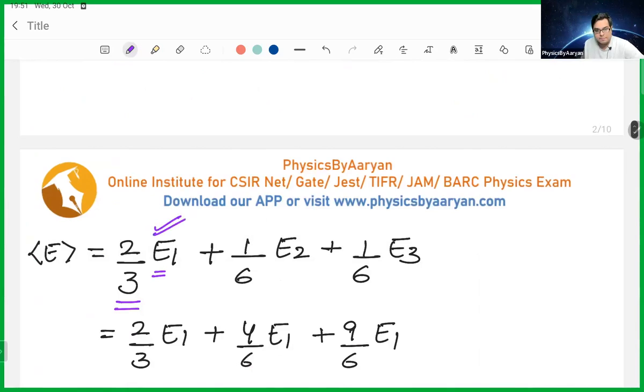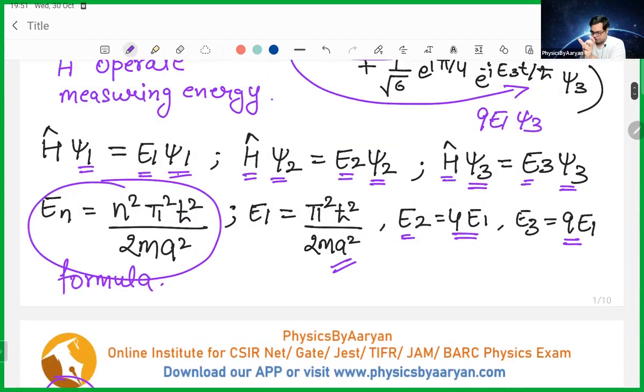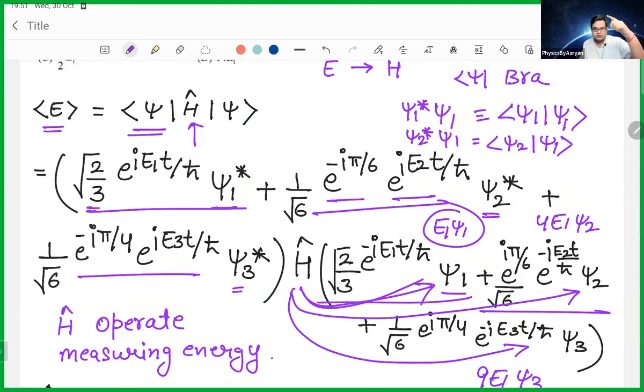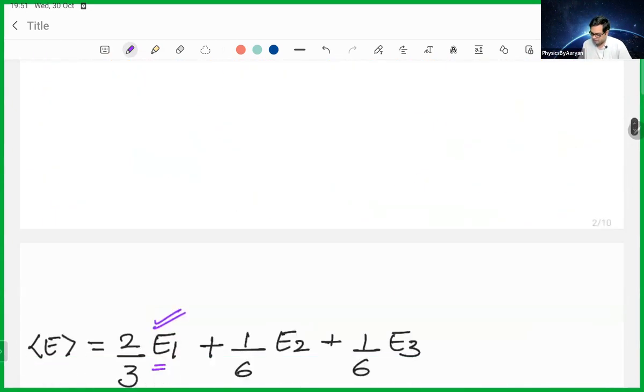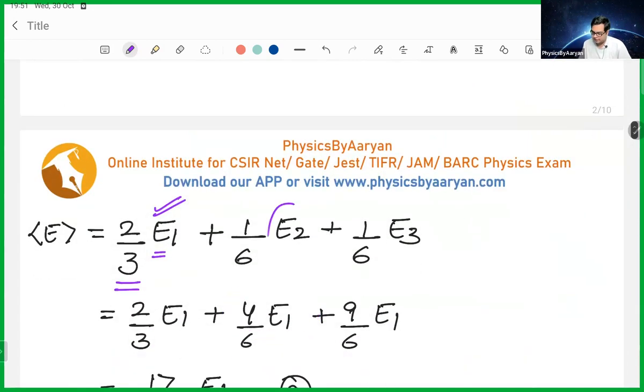Perfect. Then similarly, we are doing the phi2 star phi2 multiplication. When I multiply the second term with the second term, 1 by root 6 and 1 by root 6 will become 1 by 6. The exponential terms will cancel and become e to the power 0, which is 1. Then phi2 star and phi2 will give me 1. But you have 4 E1 here. Okay, so I'm getting E2, but E2 is 4 E1.